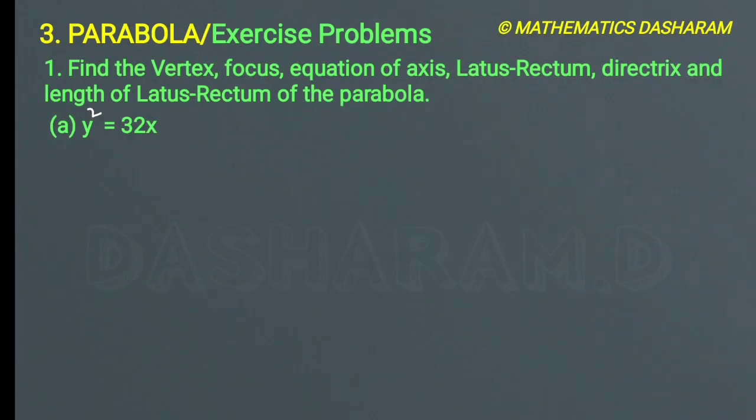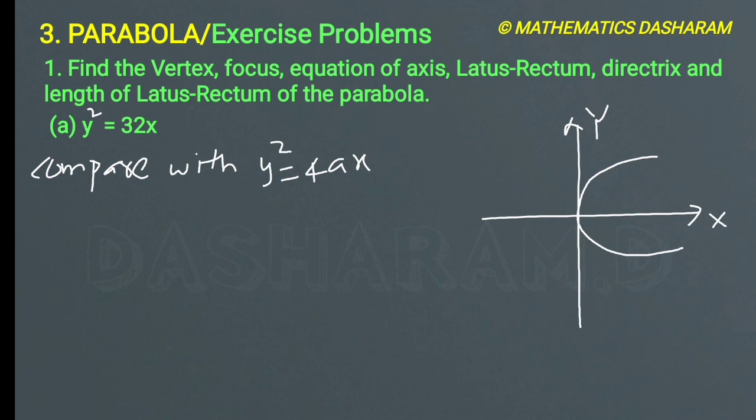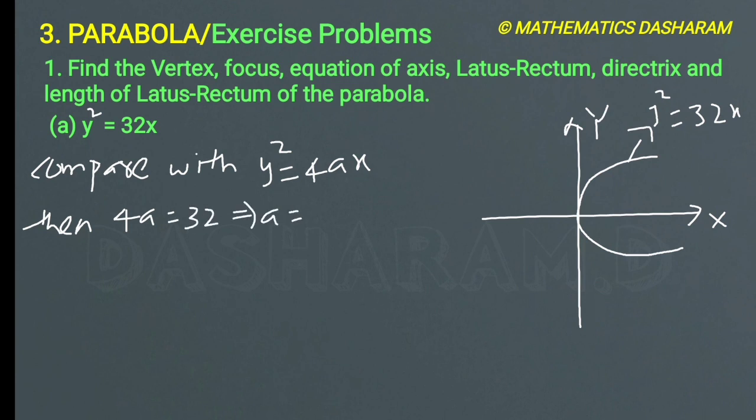Exercise problems. First, find the vertex, focus, equation of axis, latus rectum, directrix and length of a latus rectum of the parabola. The first parabola is y square equals to 32x. Compare this equation with the standard form, that is y square equals to 4ax. So that means it is a right side parabola figure. So x-axis, here y-axis. So this is the y square equals to 32x parabola. So then 4a equals to 32. From this, a equals to 32 divided by 4, that is 8.